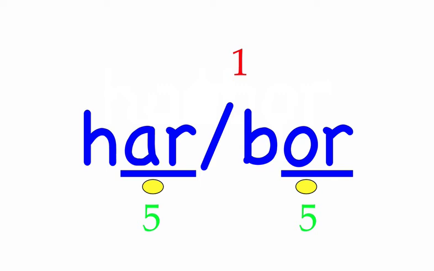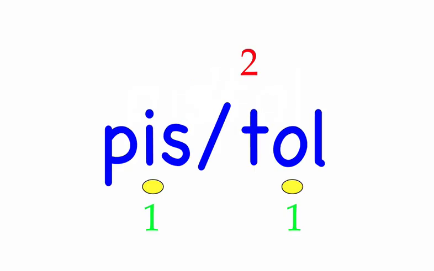Pistol. The man had a pistol in his pocket. Now for spelling, let's pronounce it pistal. Pis, 3 sounds. P, I, S. Tal, 3 sounds. T, A, L. Pistal. Mark the word.